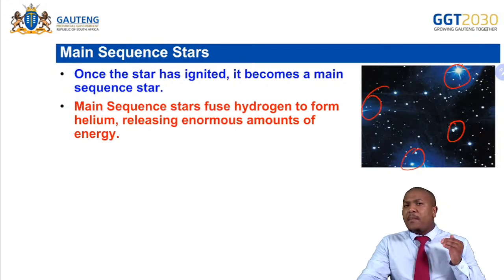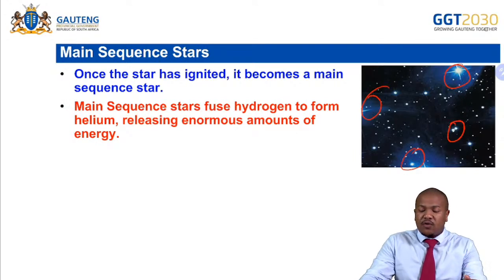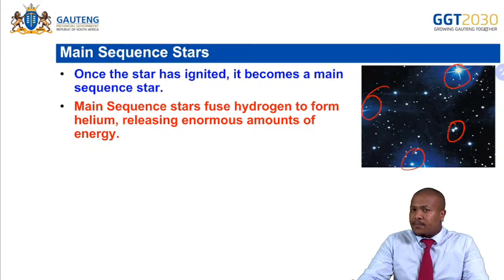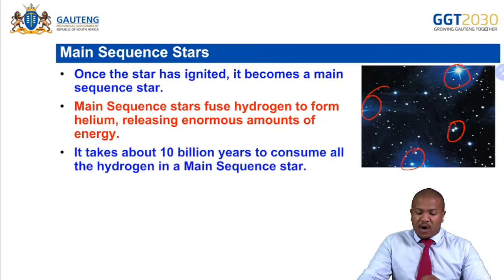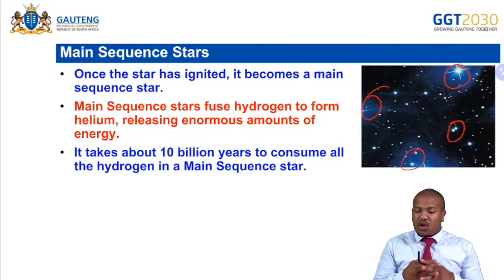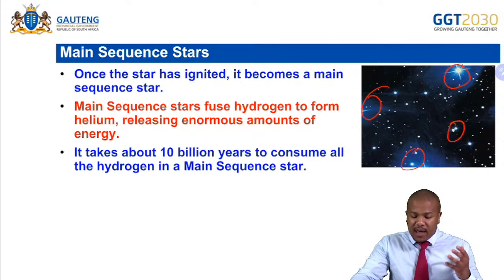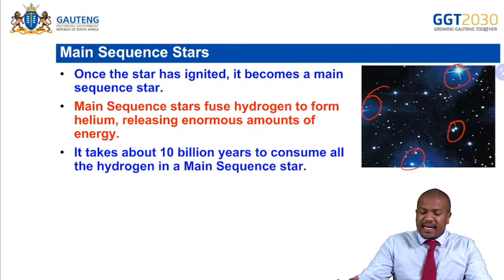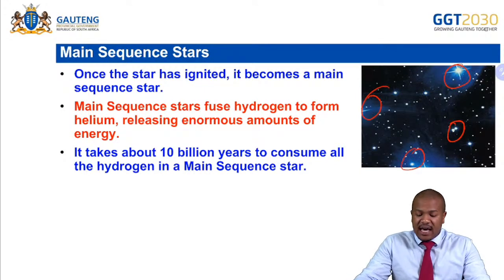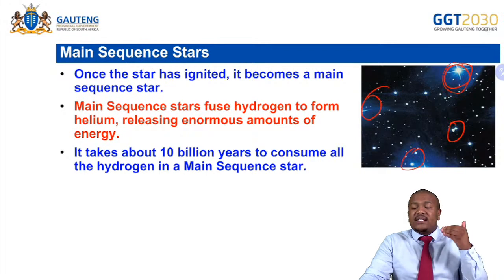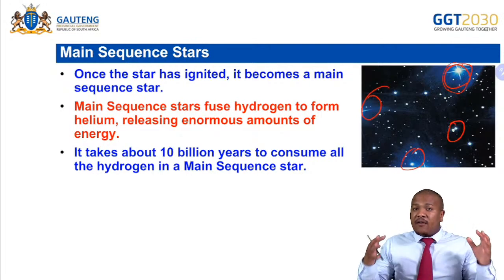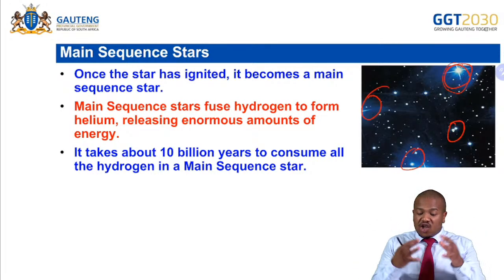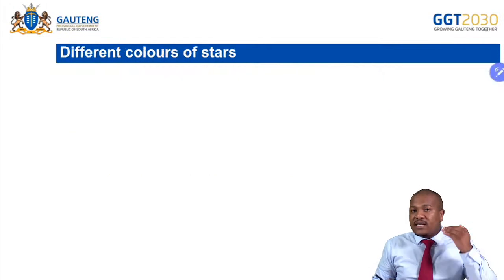So now, main sequence stars start to fuse hydrogen to form helium, releasing enormous amounts of energy. That is via nuclear fusion, the fusion of 4 hydrogen atoms to form one helium atom. And it takes about 10 billion years to consume all the hydrogen in a main sequence star. So basically, a star can last up to 10 billion years because of the enormous amount of hydrogen that keeps on fusing with another hydrogen to form helium.